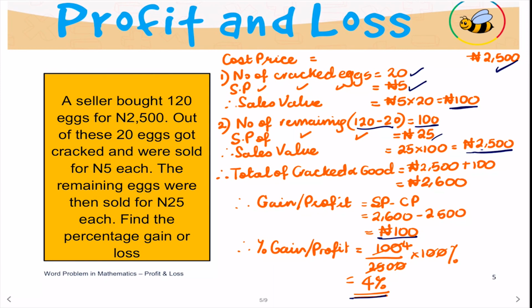Then we calculated the composite total of cracked and good eggs as 2,500 plus 100, 2,600. We then arrived at our gain, which is 2,600 minus the original cost price of 2,500, giving us 100 naira, and we then expressed 100 naira as a percentage of the cost price, giving us 4%.